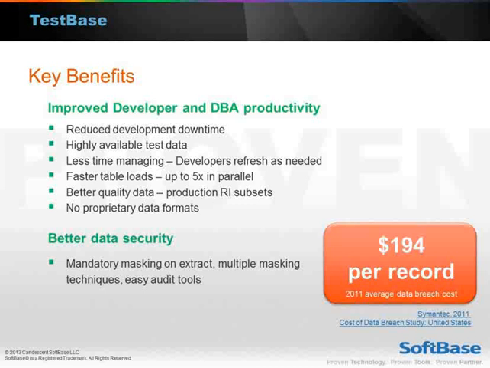And last but not least, but most importantly in the world we live in today, we have a better data security solution. We actually mask the data on extract. It never is exposed for even a second in your test environment. And in a world where we're paying up to $194 per record for any kind of exposed sensitive data, I think it's important that we make sure we always mask that as quickly as possible.